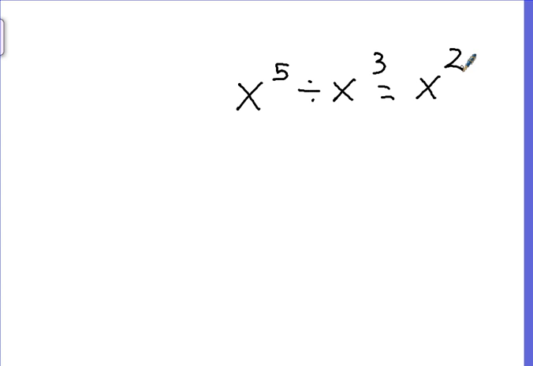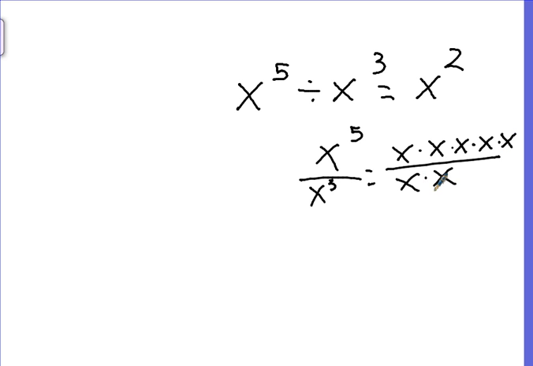Correct? All right, that's easily applied, because if I did this, x to the fifth over x to the third equals x times x times x, so 5 x's over 3 x's, and I can cancel out the sames. So those all become 1s. And what do I have left? I have 2 x's left. That's x squared. All right. Now, that should be a review.